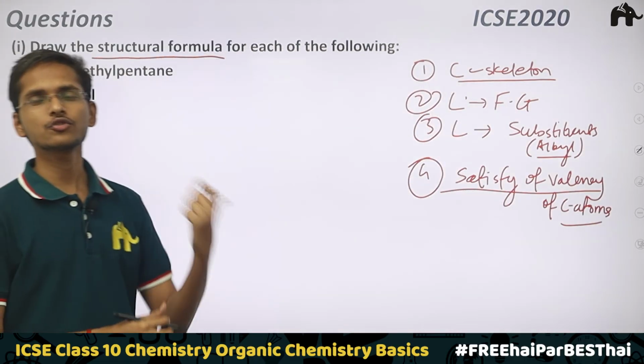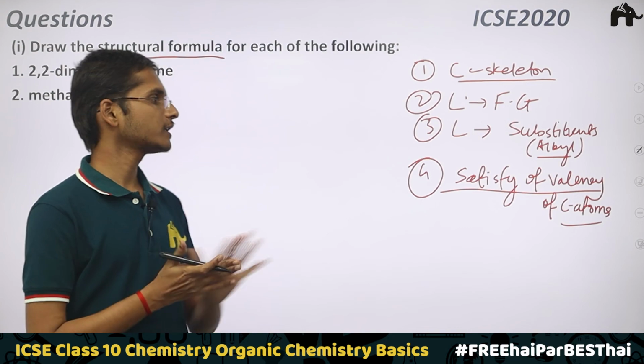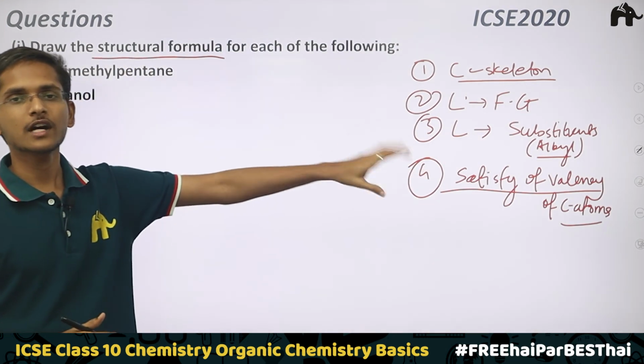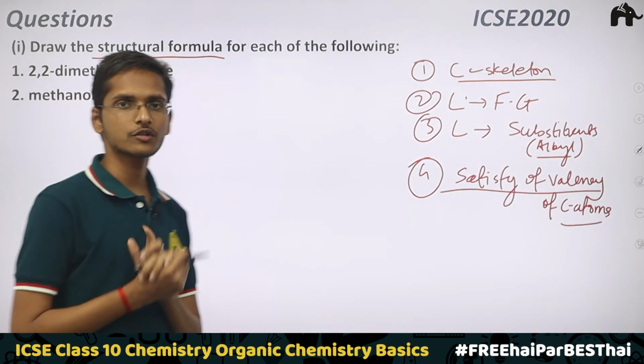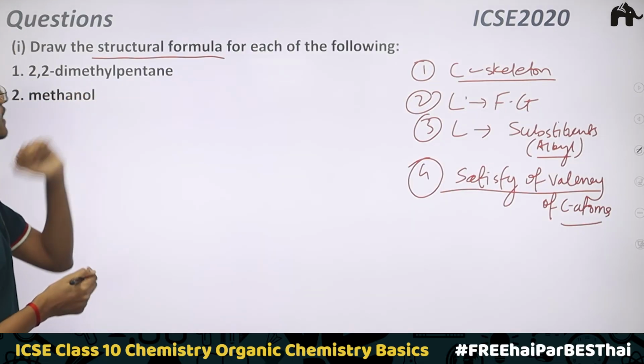We need to just make sure that carbon is forming 4 covalent bonds. For that we have to attach the carbon with the hydrogen in order to complete the 4 covalent bonds. Okay, so now first is 2,2 dimethyl pentane.